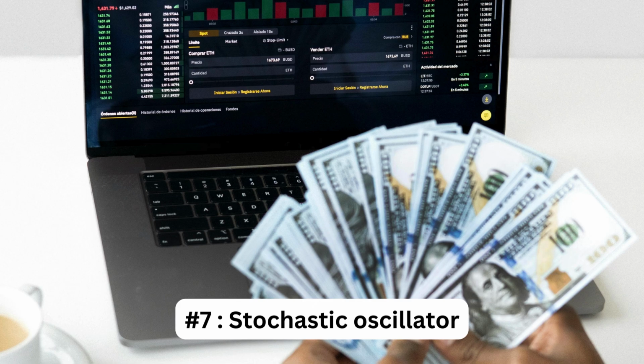Number 7. Stochastic oscillator. The stochastic oscillator measures the current price relative to the price range over a number of periods. Plotted between 0 and 100, the idea is that the price should make new highs when the trend is up. In a downtrend, the price tends to make new lows. The stochastic tracks whether this is happening.